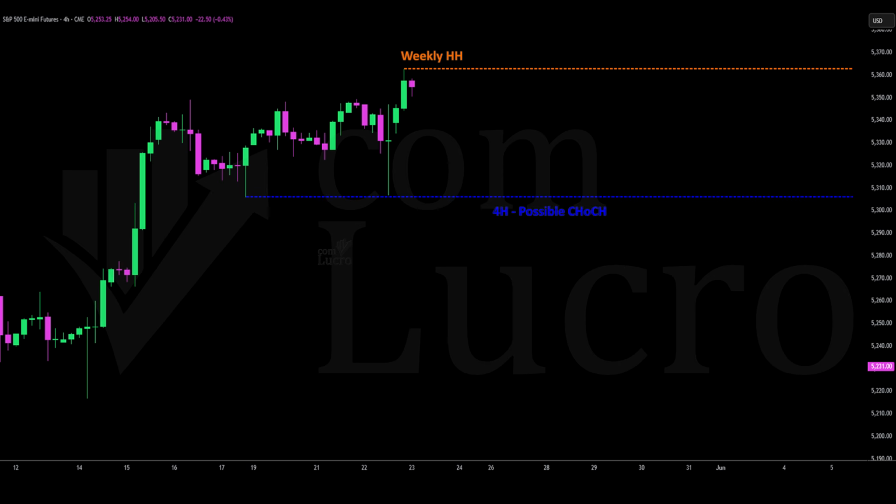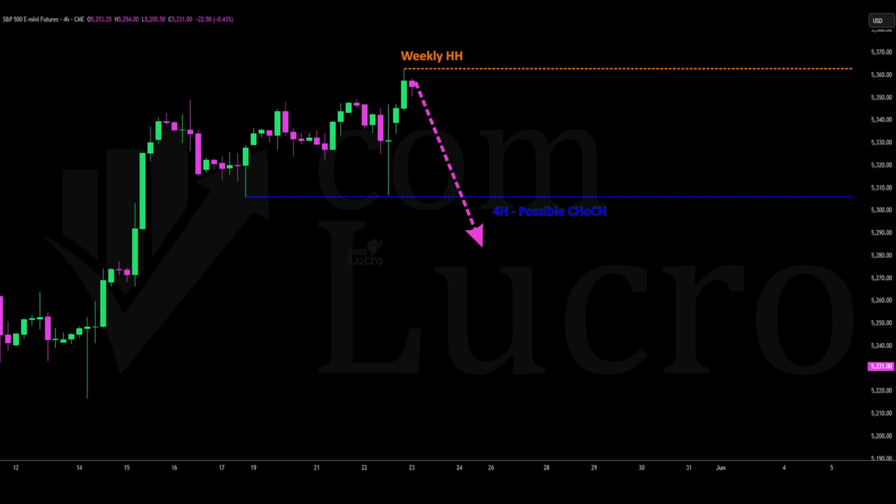At this point, we are no longer looking for continuation higher. Instead, we are waiting for a change of character on the 4-hour chart that may confirm a possible liquidity sweep on the weekly time frame. If the 4-hour structure begins shifting from bullish to bearish after the weekly high is taken, this can become the first structural confirmation that the higher time frame liquidity sweep may already be in place.